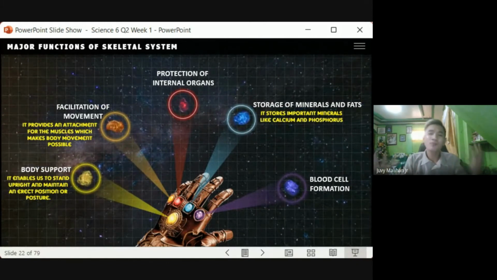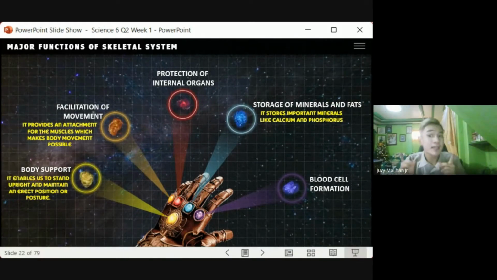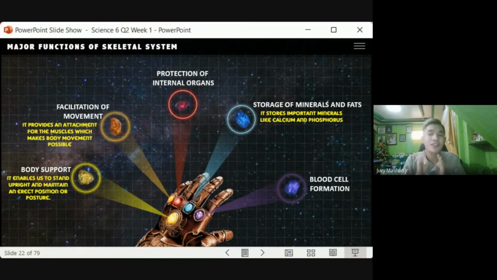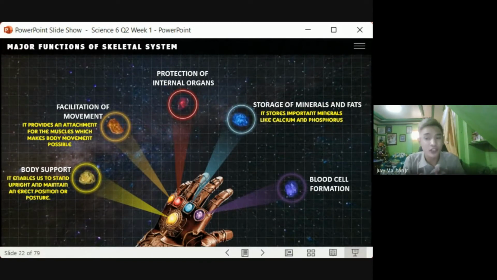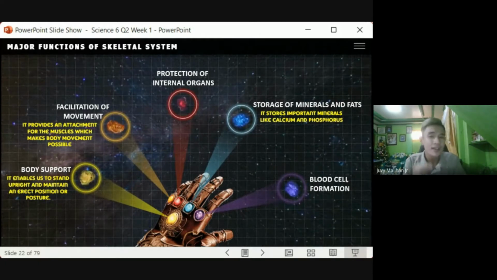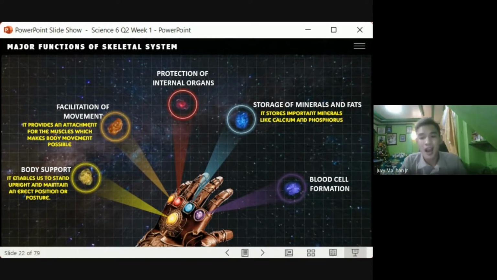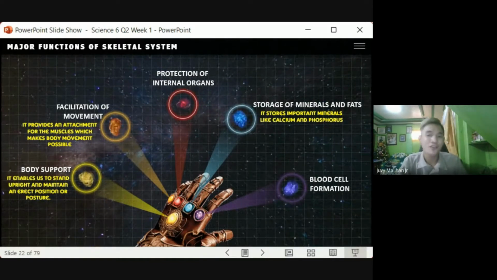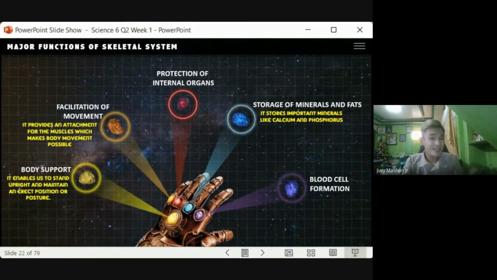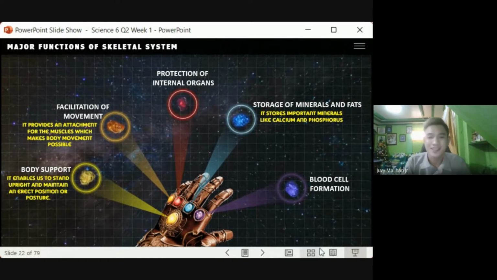Okay, so the bone marrow, class, manufactures or produces the red blood cells and, of course, the white blood cells. Take note of that. And also take note, class, that the red blood cell is the one responsible for giving oxygen in our body. Okay, don't forget that one. So these are the 5 major functions of our skeletal system.